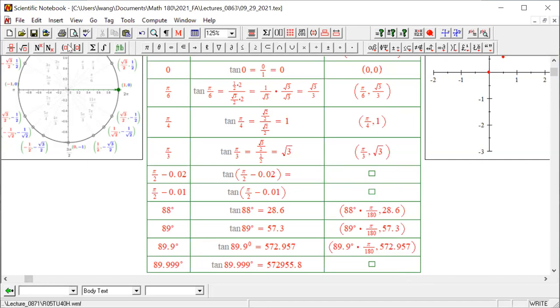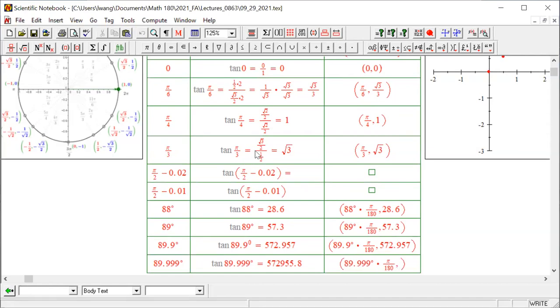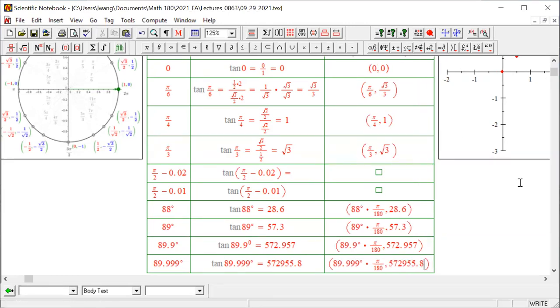Okay, last one. We can keep doing this, right? We can keep going, but we already see the pattern, right? What happens? The input is getting closer and closer to 90 degrees. The output is getting closer and closer to a very large number and larger yet. In fact, the output can be as large as possible. That's what I want you to see.